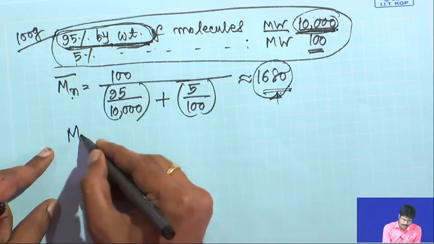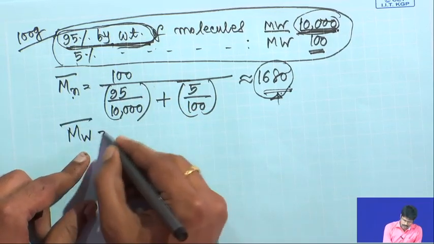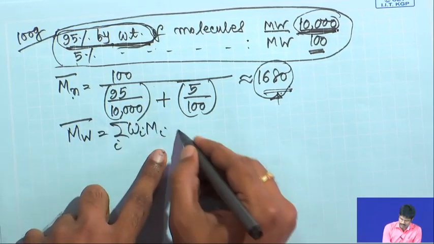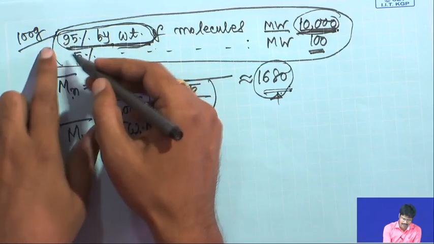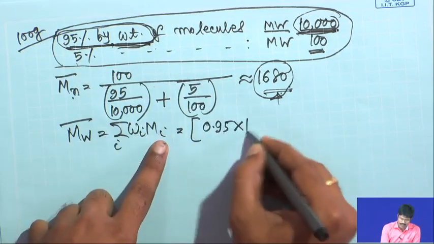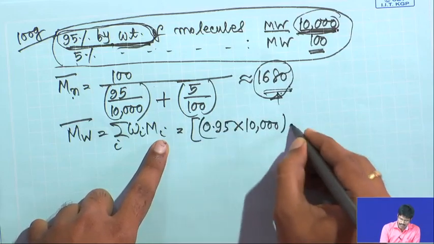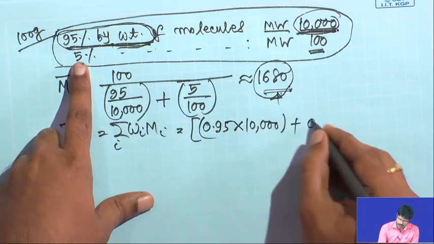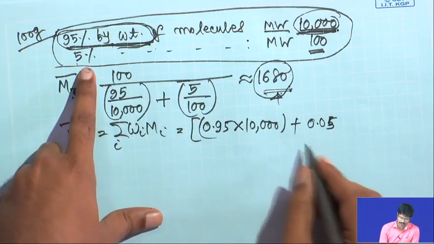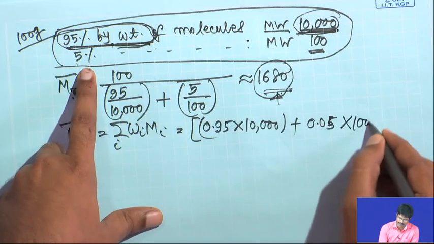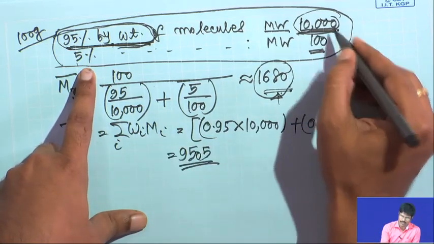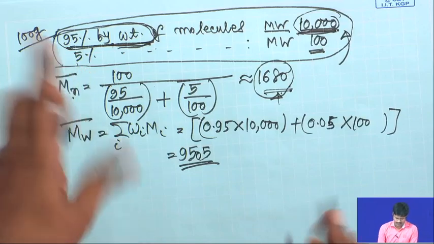So, if you determine Mw, this is the sum of the weight fraction times the corresponding molecular weight. That is nothing but the weight fraction, 95 divided by 100, 0.95, for the first sample, into molecular weight 10,000, plus the second sample, with weight fraction 5 divided by 100, 0.05, into molecular weight 100. So, that will give you 9505, which is closer to your actual scenario.